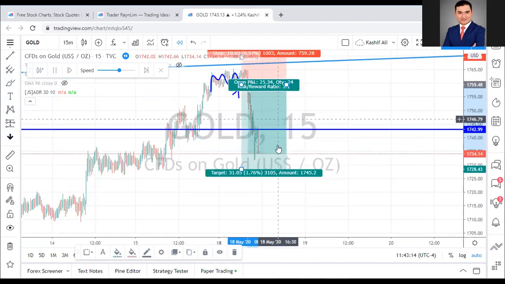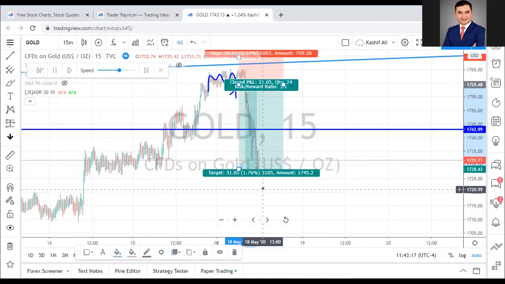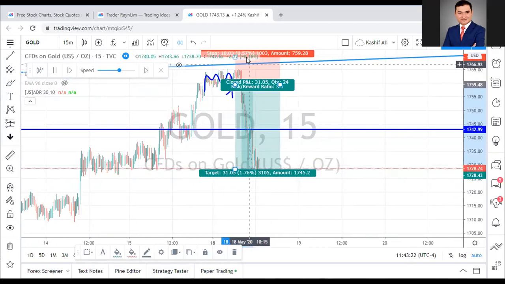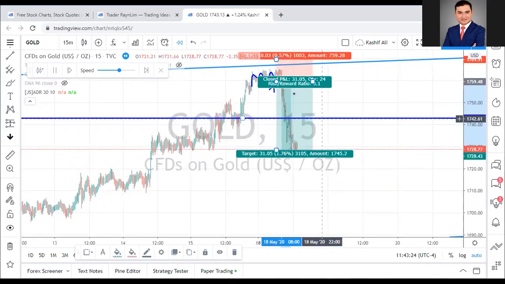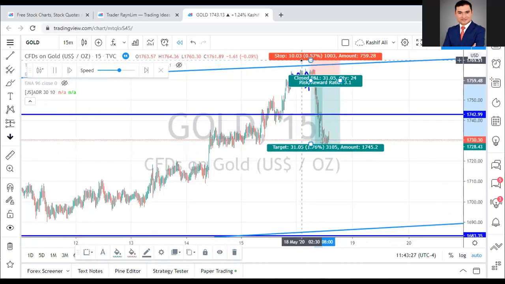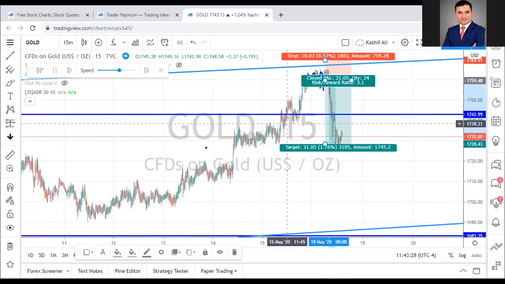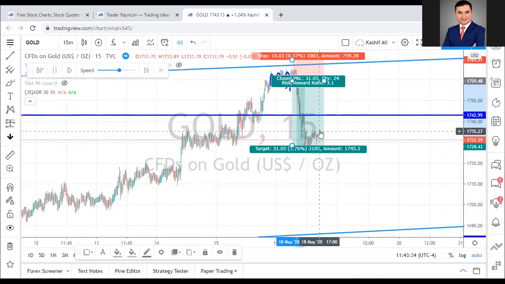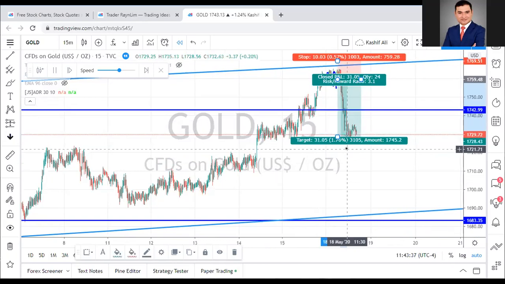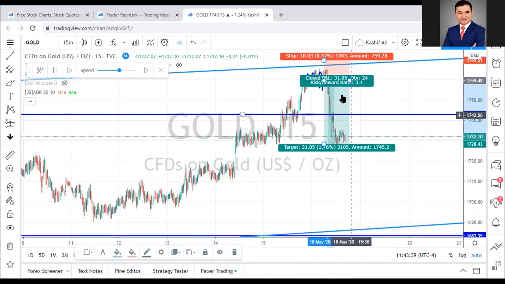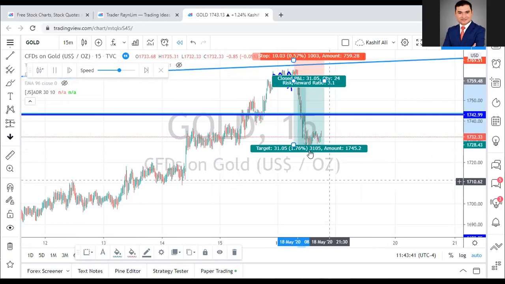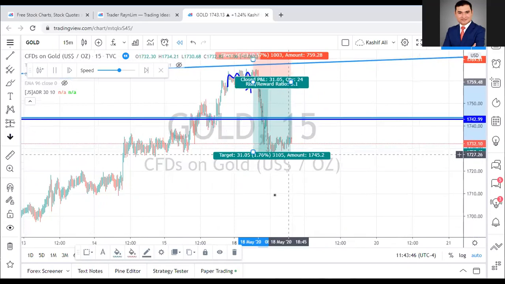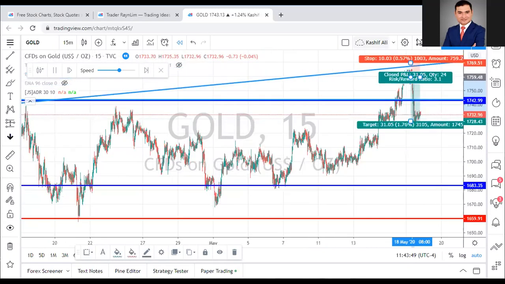So you see, your take profit is hit in a matter of time because you entered on a key level. Your stop loss was just 10.03 pips, and your take profit is 31 pips. So that's an amazing result, risk to reward ratio 3:1. After hitting this level, it is again consolidating, so you will have a look at the structure again.